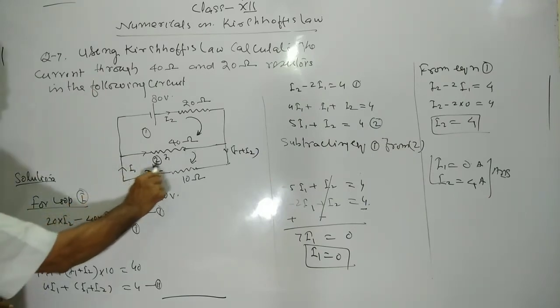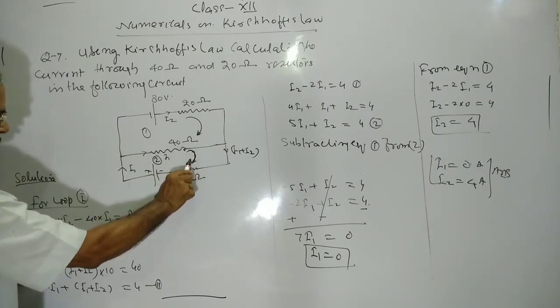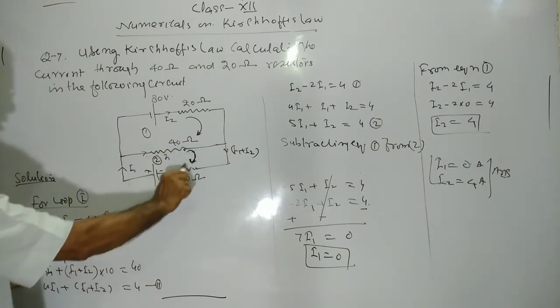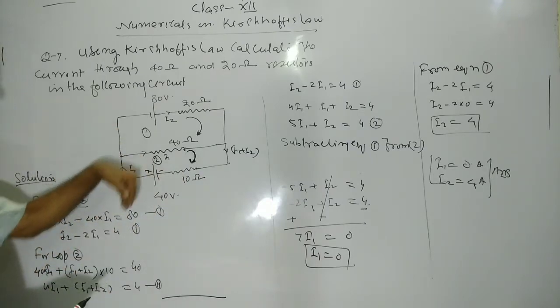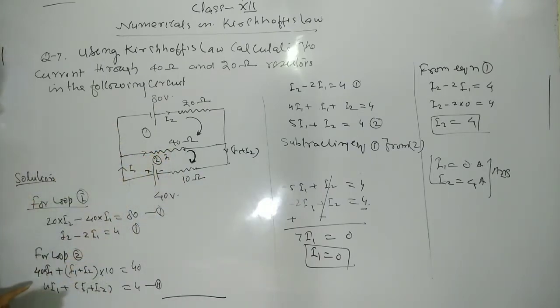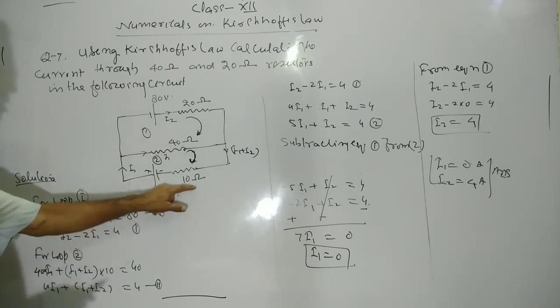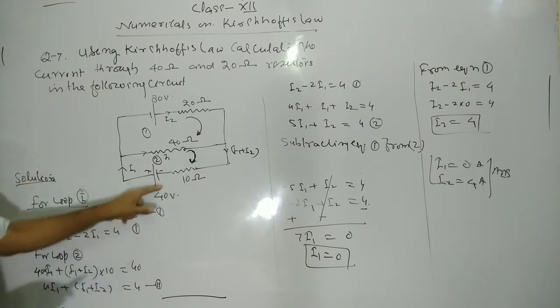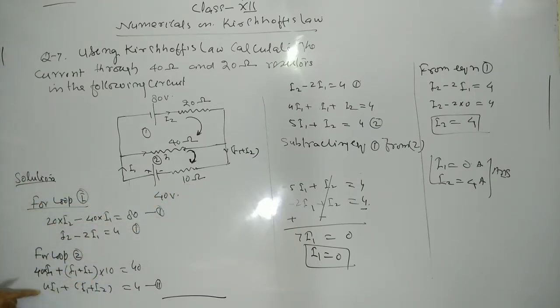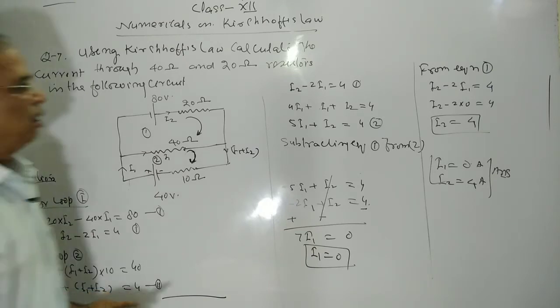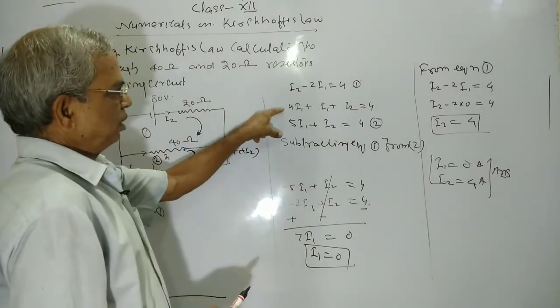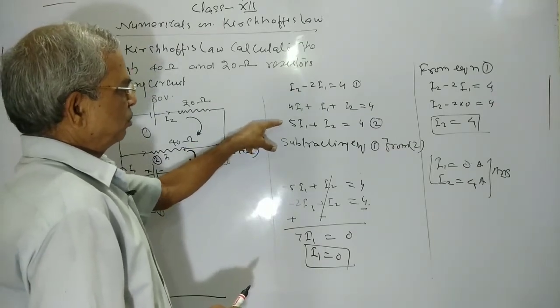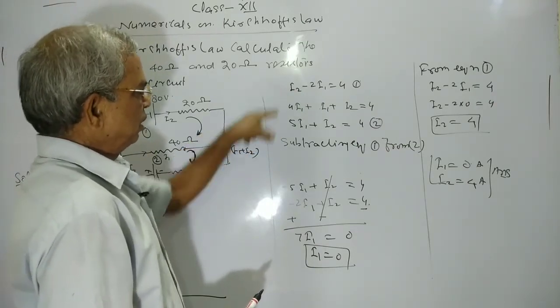We take the direction of the loop in this way. The direction of the arrow is taken as positive: I1 into 40, plus I2 into 10, is equal to 40. We solve it, divide by 10, and get I1 plus I2 equal to 4. Now this is equation first and this is equation second. Now subtract equation first from second.